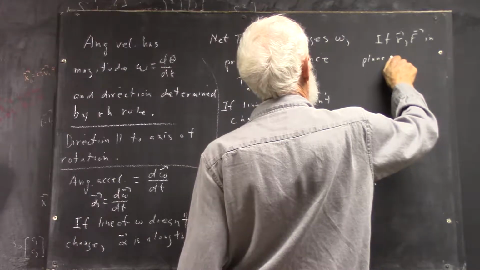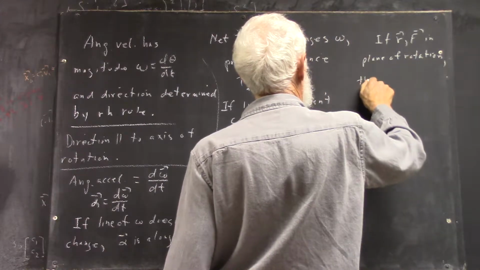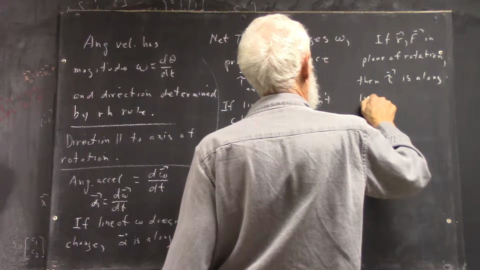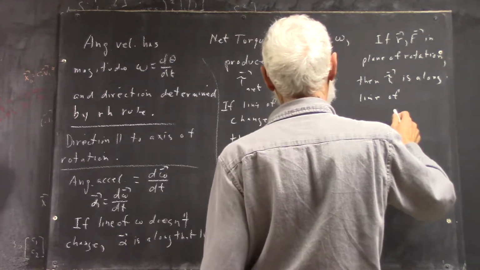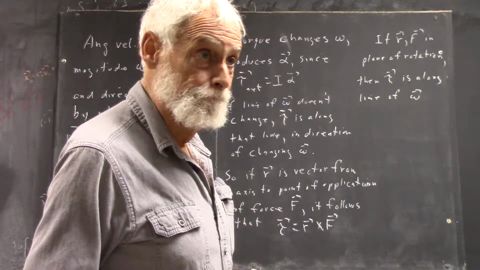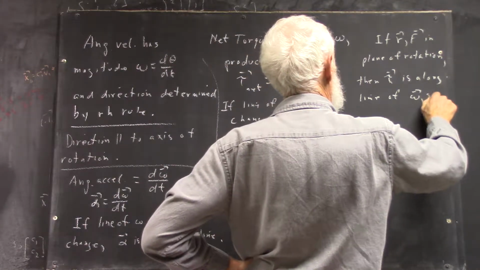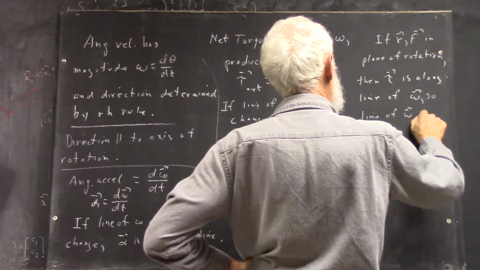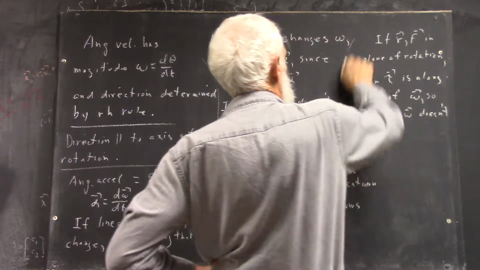If R and F are in the plane of rotation, and the torque is along the line of omega, okay? So the line of omega doesn't change.